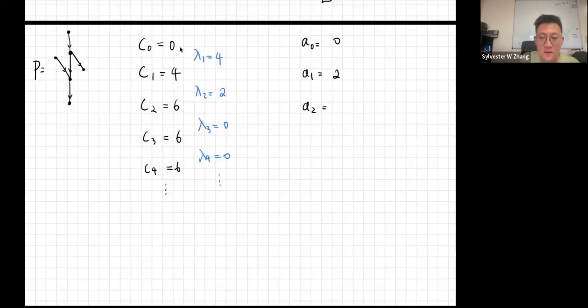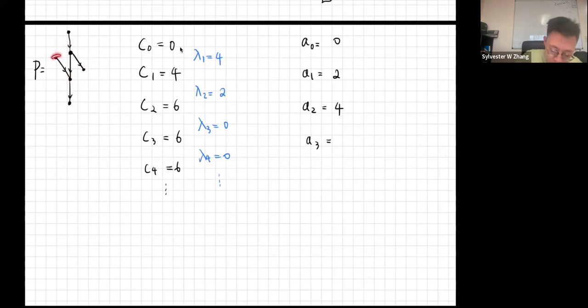A2 will be the maximum number you can cover using 2 different anti-chains. So here, this is my first anti-chain, and this is my second anti-chain, and I can cover 4 elements, but I'm not able to do any better than that. So A2 equals 4.